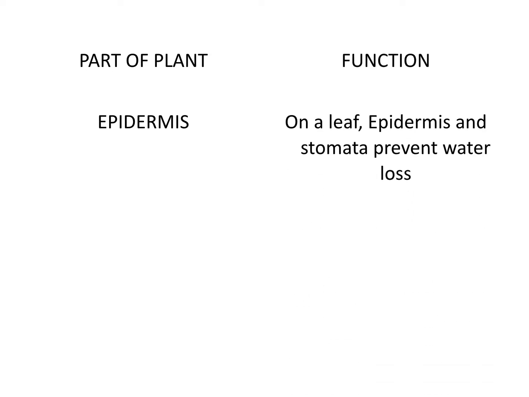There are three parts of a plant that you must know in 6th grade. Don't get me wrong, there are plenty more parts of a plant. Epidermis is the first one. Its function is on a leaf, and the epidermis and stomata together prevent water loss. Epidermis is kind of like our skin. Obviously, plants don't have skin like humans do, but the outside covering would be known as the epidermis, and the epidermis works together with the stomata to help prevent water loss.